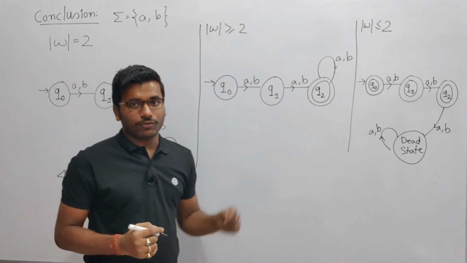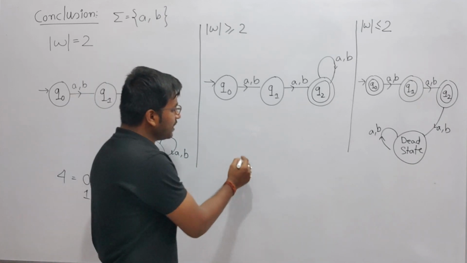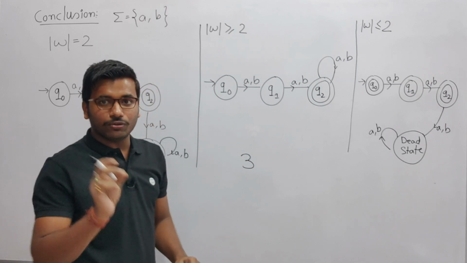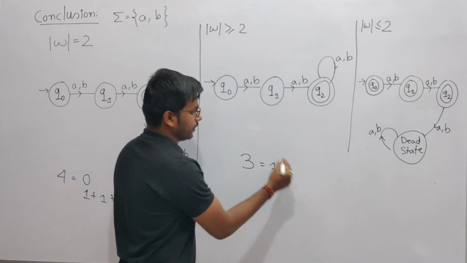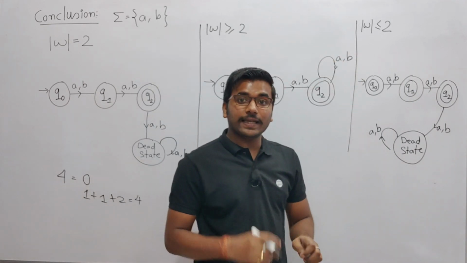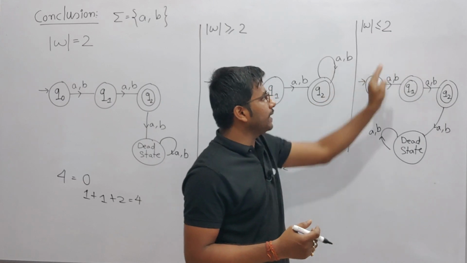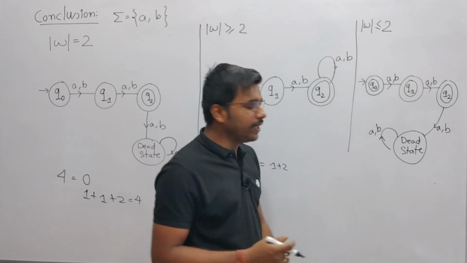When length is greater than equal to 2, there is no dead state. So how many states will you require? 3. Because 2 states indicate length 1 and length 2, and 1 more for length 0, so 1 plus 2. Now when length is smaller than equal to 2, how many states do you require? 4. Why? Because the dead state is also there.